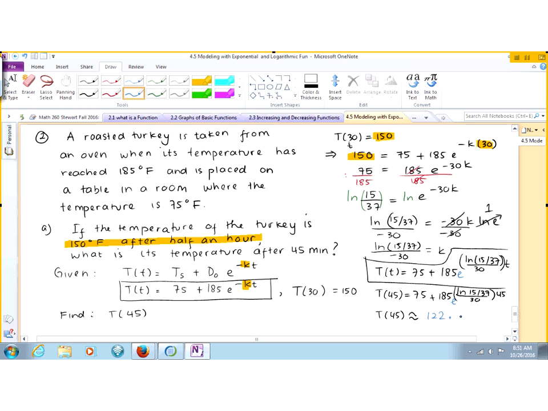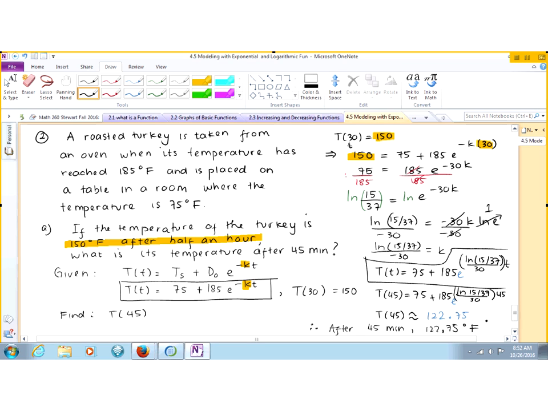What is your answer? 122.75. Yes. So after 45 minutes, the temperature is 122.75. What is the unit? Degrees Fahrenheit. Okay. Doable? So on your next exam, expect a few applications.